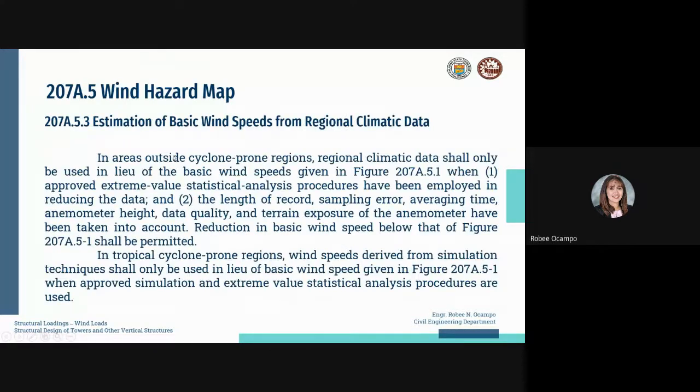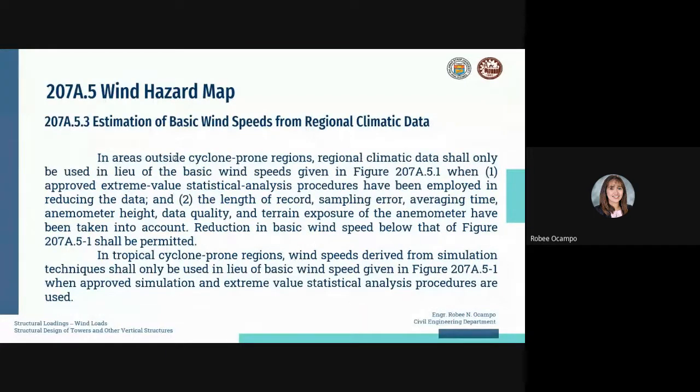Okay, for the estimation of basic wind speeds from regional climatic data. In areas outside the cyclone-prone regions, regional climatic data shall only be used in lieu of the basic wind speeds given in the figures when, one, approved extreme value statistical analysis procedures have been employed in reducing the data; two, the length of record, sampling error, averaging time, anemometer height, data quality, and terrain exposure of the anemometer have been taken into account. Of course, reduction in basic wind speed below that of the figures shall not be permitted.